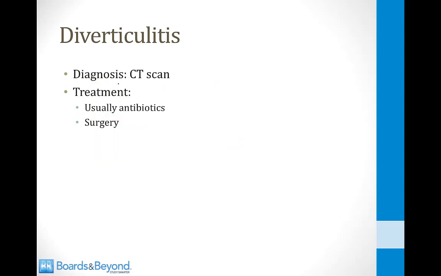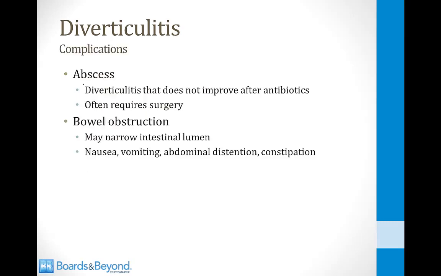You can make the diagnosis by CAT scan. You can see an inflamed diverticulum, and the treatment is usually antibiotics and sometimes surgery to remove the infected portion of the colon. Diverticulitis can progress into a number of more serious complications, and the first one is formation of an abscess. If bacteria become walled off inside a diverticulum, that will present as diverticulitis symptoms that do not improve after antibiotics because antibiotics cannot penetrate an abscess. This often requires surgical therapy.